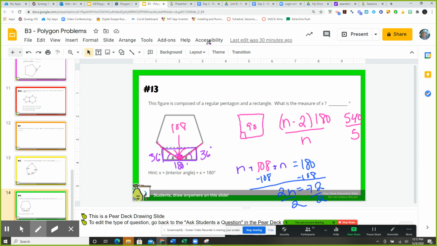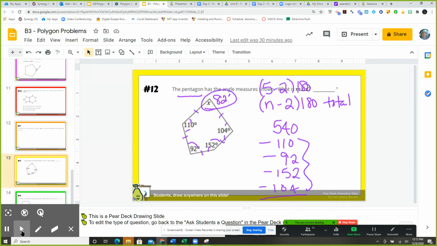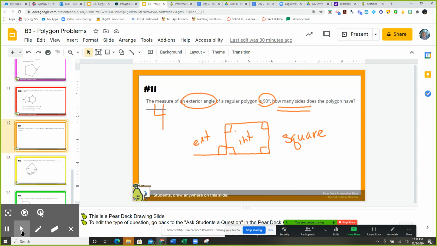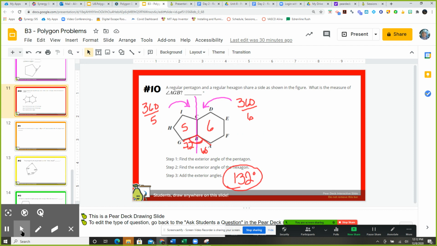So I'm going to click back up through our slides. Slide 12 was 82. Slide 11 was 4. Question number 10 was 132. We added those exterior angles. And honestly, I'm making a video of all of this, so I'll upload that and you can watch the video and go back through these. So you don't need to feel like you need to rush and get them right now.